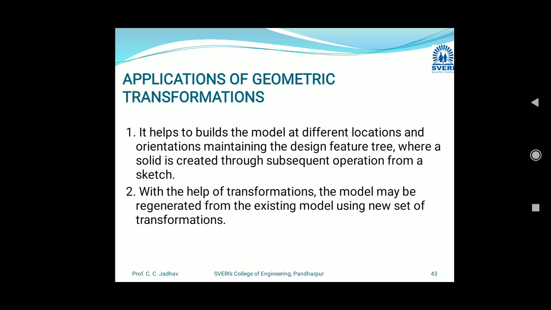First, it helps to build the model at different locations and orientations, maintaining the design feature tree where a solid is created through subsequent operations from a sketch. So basically we are making the model with different orientation features. They are creating trees regarding which tools we are using for that particular drawing. So it will create the solid through subsequent operations, meaning we are using different operations for making 2D and 3D drawings. So that is a basic advantage of this geometric transformation.